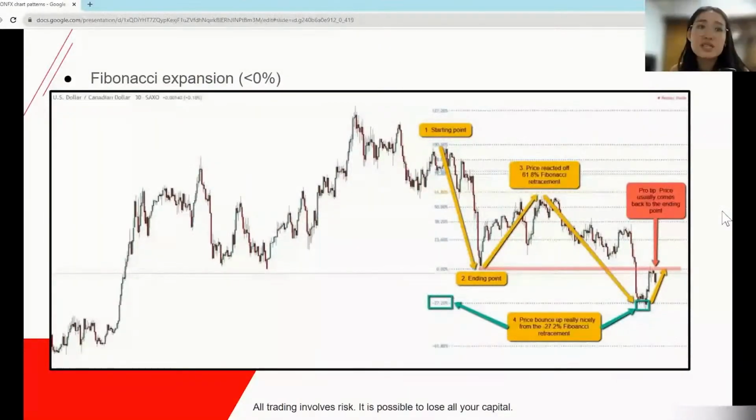Okay, and you can see this is the aftermath of that, and that's exactly what happened. Price bounced off and reversed off of our negative 27.2. Okay, bounced off really nicely. And a pro tip is that price usually comes back to this ending point over here.